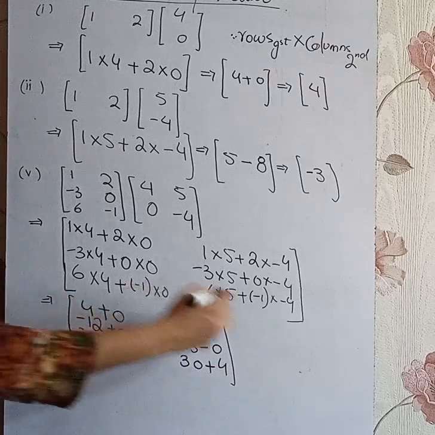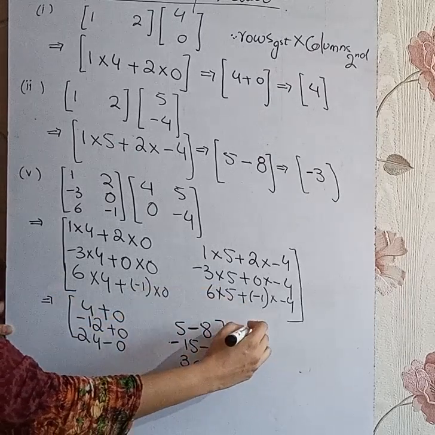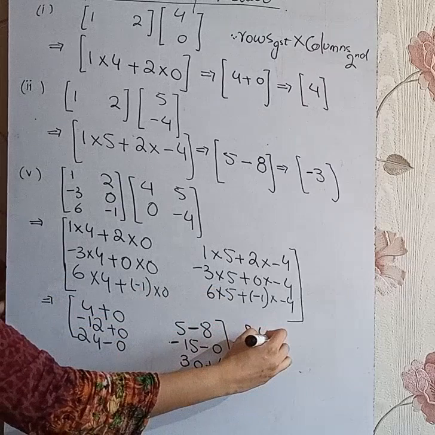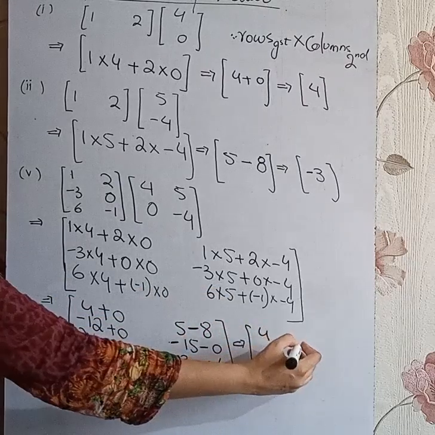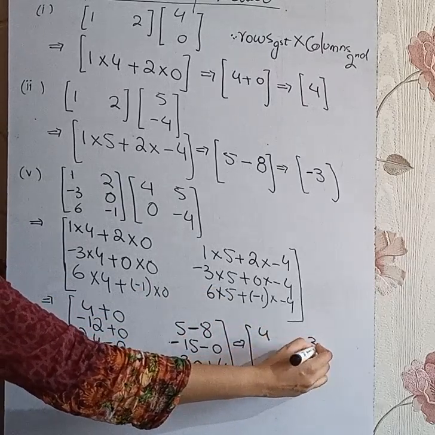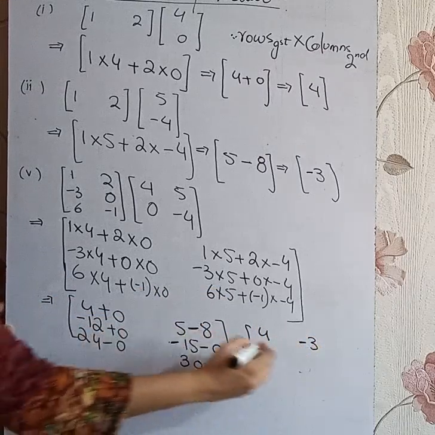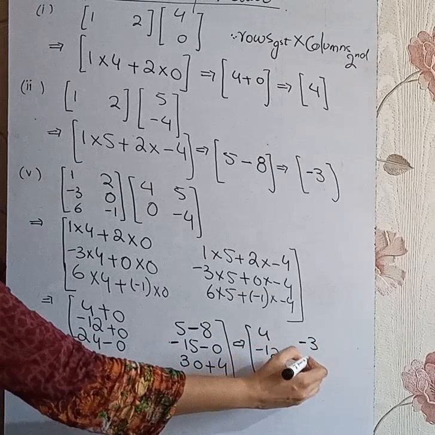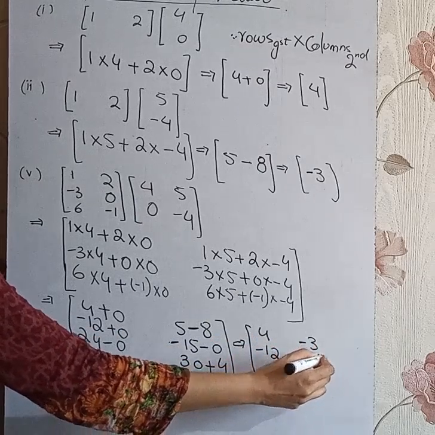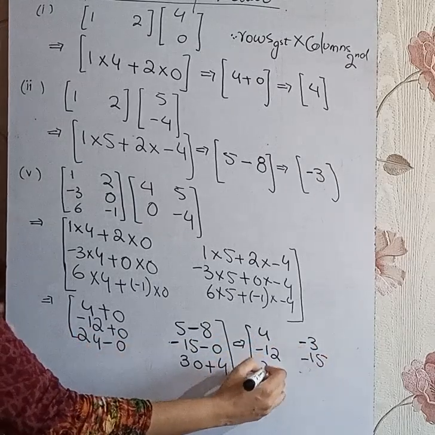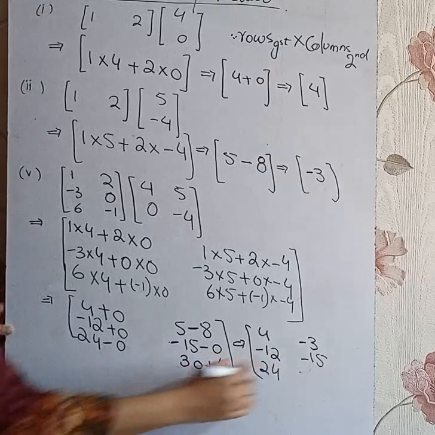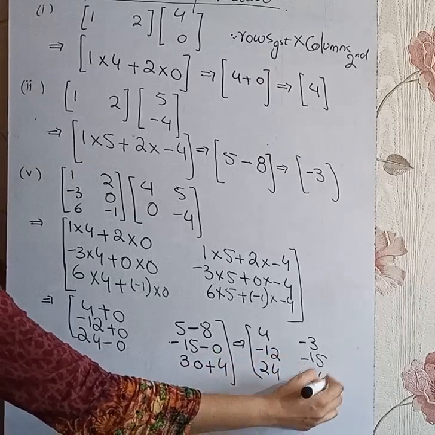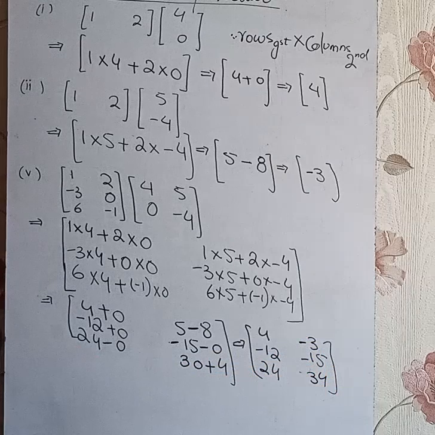4 plus 0 is equal to 4. 5 minus 8 is equal to minus 3. Minus 12 plus 0 is minus 12. Minus 15 minus 0 is minus 15. 24 minus 0 is 24. 30 plus 4 is 34. So this is the product of these two given matrices.